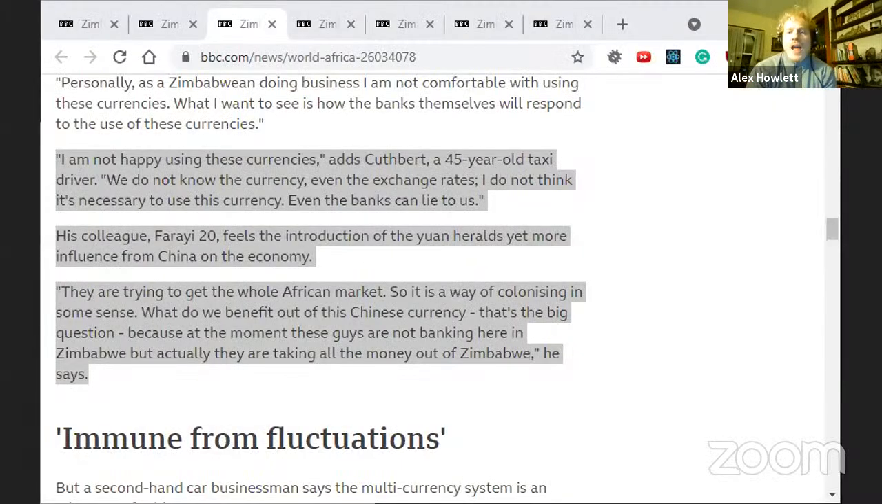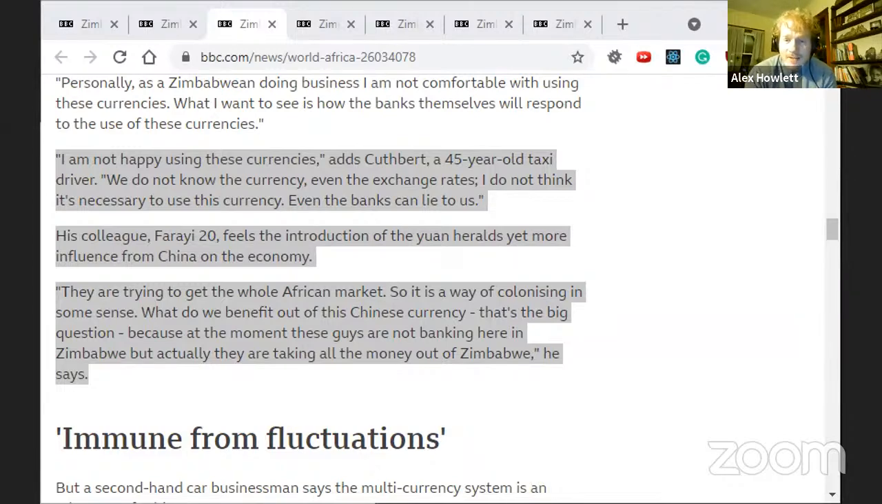I am not happy using these currencies, says Cuthbert, a 45-year-old taxi driver. We do not know the currency, even the exchange rates. I do not think it's necessary to use this currency. Even the banks can lie to us.